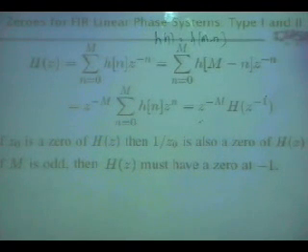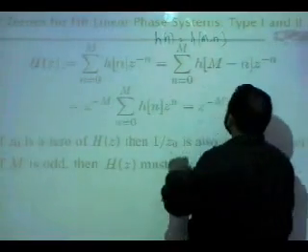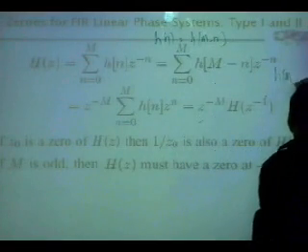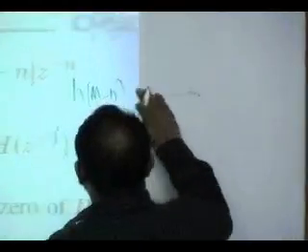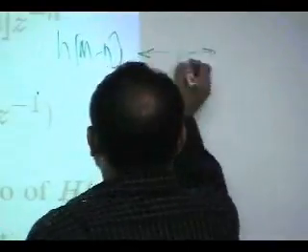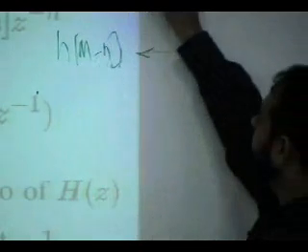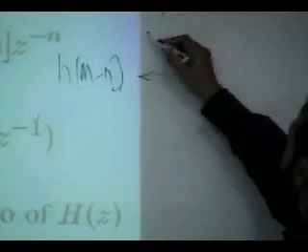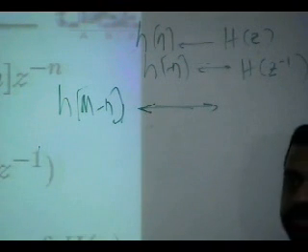Okay, take the Z transform. The Z transform of this is h of n, z to the power of minus n. What is the Z transform of this? If you look at this expression, h of m minus n. The first thing you note is it is minus n. So if the Z transform of h of n is this, h of minus n will be, right?